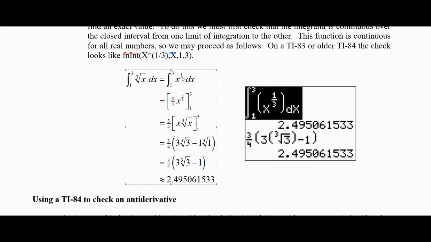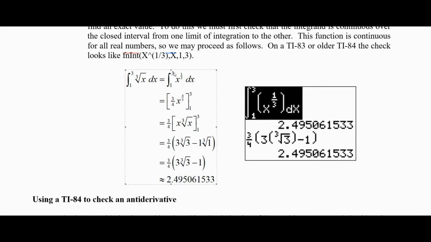So we add 1 to the power. 1/3 plus 1 is 1/3 plus 3/3, which is 4/3. Then we divide by the new power, in other words, multiply by the reciprocal of that power, which puts a 3/4 out front, and that's an antiderivative. All antiderivatives are just this plus or minus some constant.